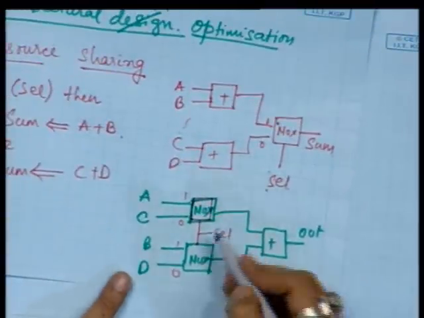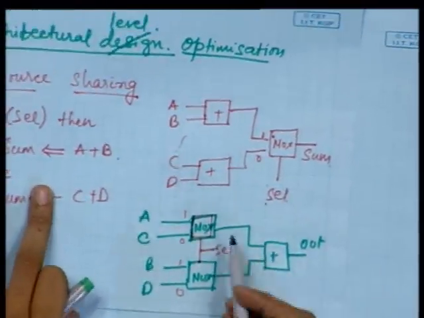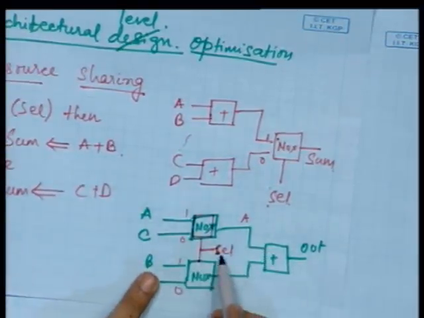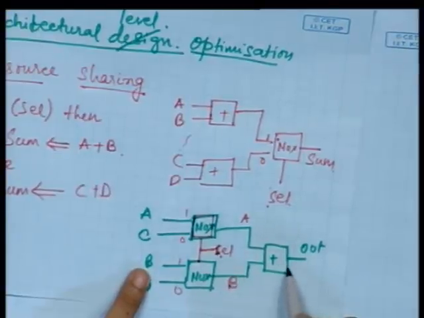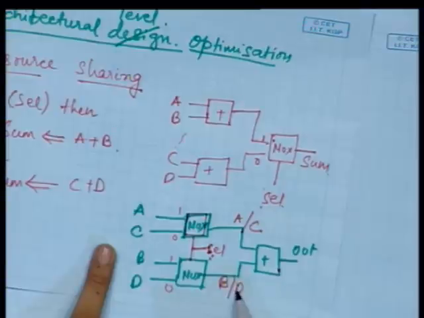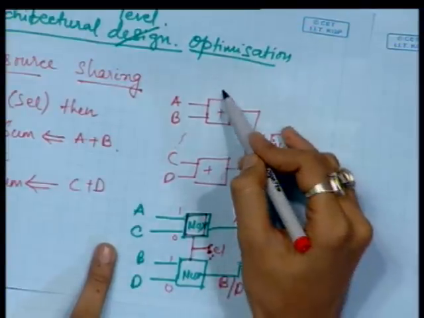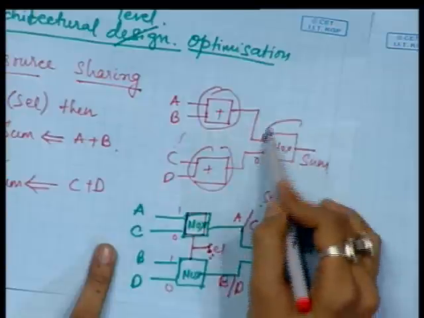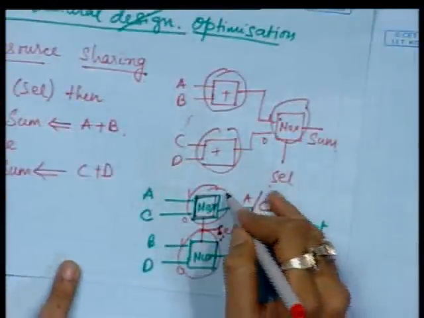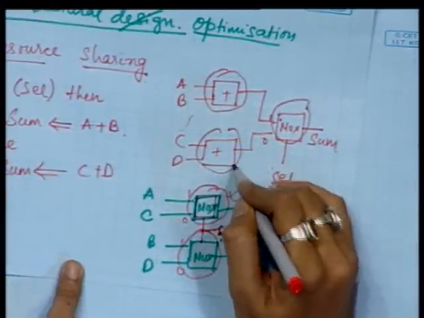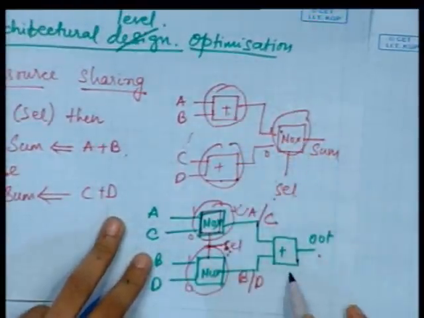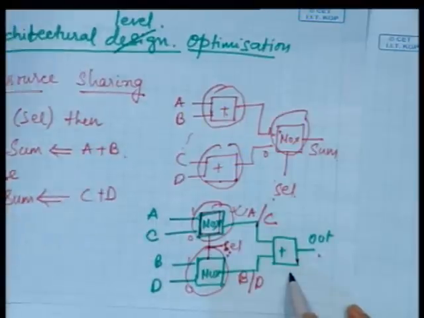Now what will it do? Here look, the functionality remains the same. When select is 1, a is available here. When select is 1, b is available here, and the output is a plus b. When select is 0, c is available here, and d is available here, and the output is c plus d. Now here we are using 2 adders and 1 multiplexer. Here we are using 2 multiplexers. Now we know that the area for a mux is much less than an adder. So the resource is shared here. Means there are 2 adders, but we are using a single adder to perform 2 additions under different conditions.